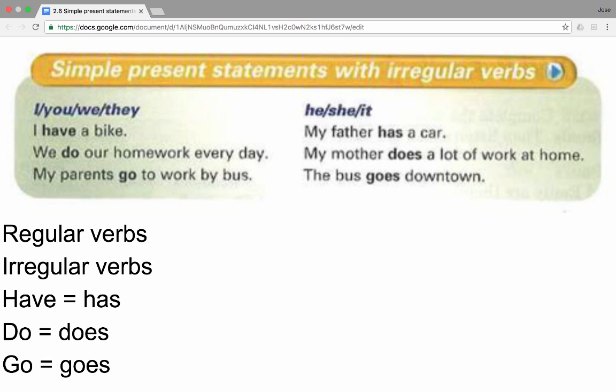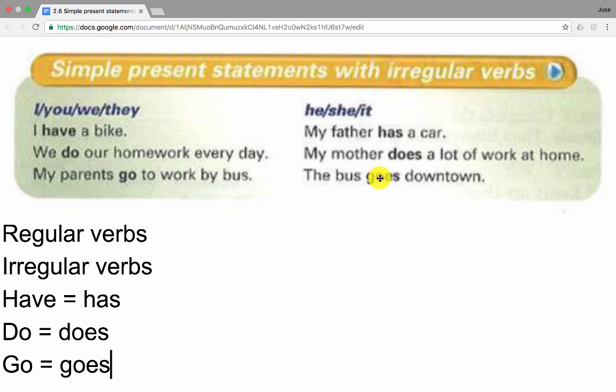Let's analyze the examples on both sides of the chart. I have a bike. Notice how the verb have changes whenever we talk about my father. My father has a car. We do our homework every day. Notice how that changes whenever we talk about my mother. My mother does a lot of work at home. The same with my parents go to work by bus.